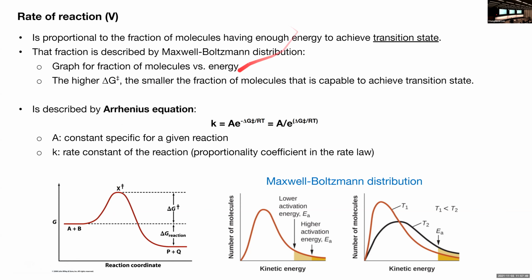Hold on. I actually skipped quite a bit of explanation here. The rate of a reaction can be described by the Arrhenius equation, which shows k, the rate constant of the reaction. It's not the rate of reaction, it's the rate constant, which is proportional to the coefficient in the rate law. So if you have a higher k value, you're going to have a higher rate of reaction. And this k is defined as A, which is a constant specific for a given reaction, times e to the power of negative delta G double dagger divided by RT. Here R is the gas constant, as you know, so it's a fixed value. Temperature can change, and delta G double dagger is defined by the reaction that you're looking at. And A is also dependent on the specific reaction.